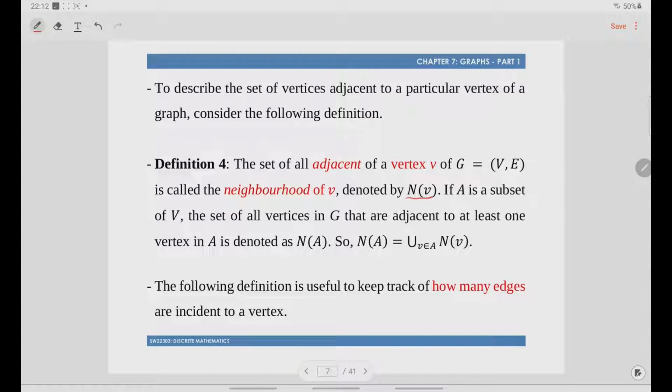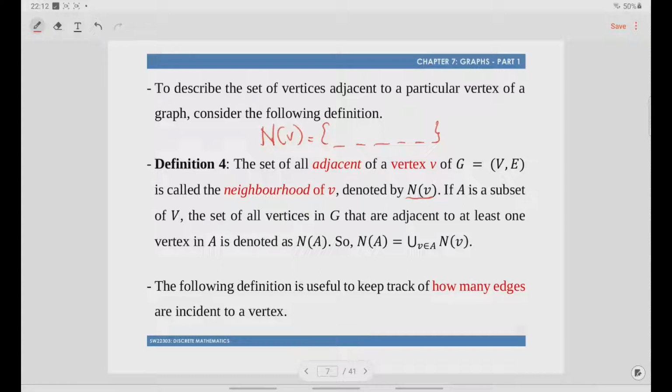This N(V) is a set. So this set contains all vertices connected to V. Okay, it is a set, that's why we need to use the curly parentheses. It contains all the other vertices in the graph G that are connected to V.